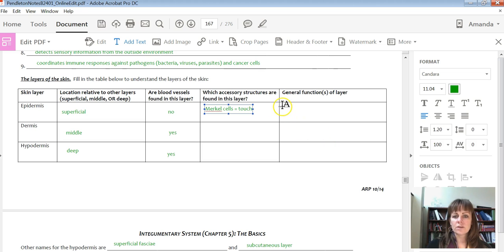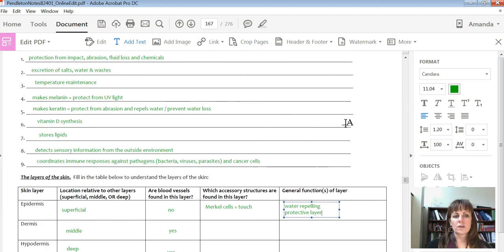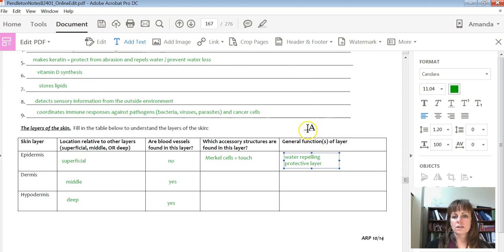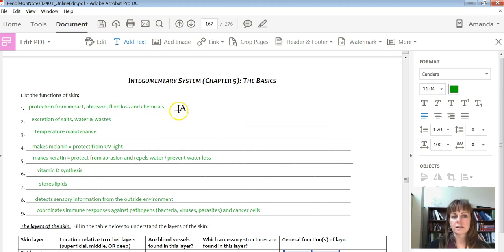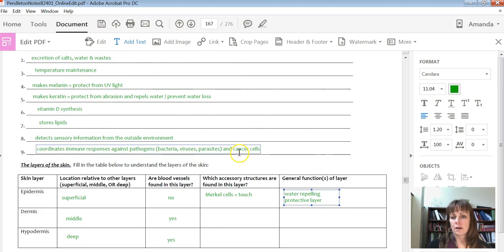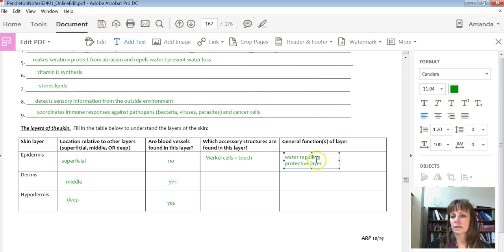And so the general function of this layer, it's water repelling, so it serves as a barrier to water. And another big thing, because the cells are so tightly packed together, this is really your protective layer. Okay, so a lot of these functions up here that we listed at the beginning for protection, it's really going to start with this epidermis, particularly protecting from fluid loss, chemicals, abrasion. Okay, so that's where we're really going to see that type of protection.